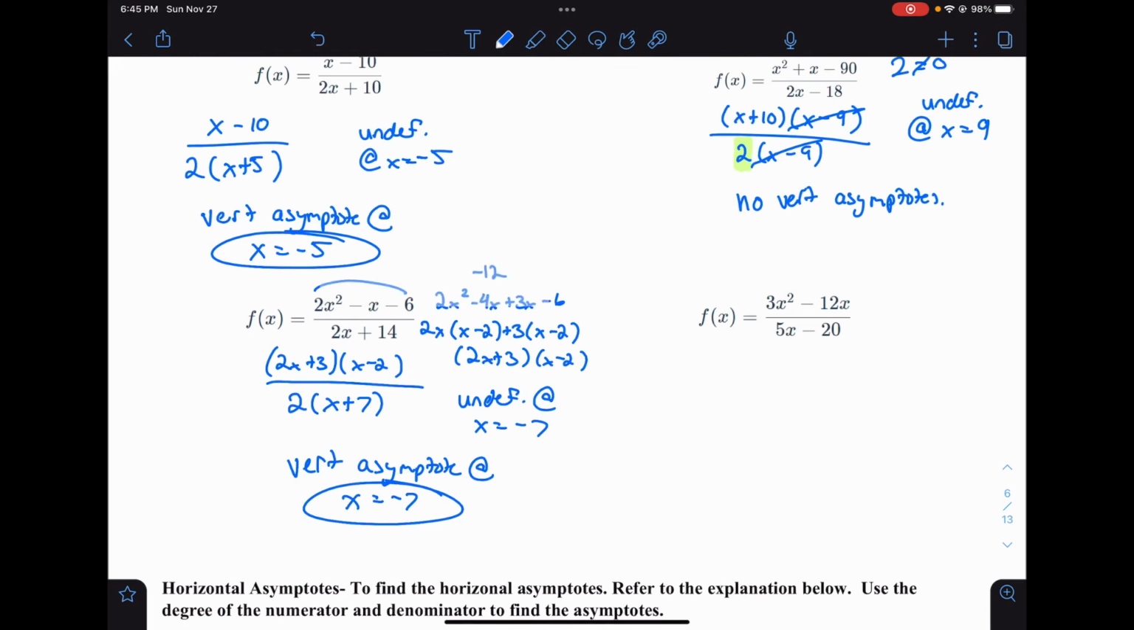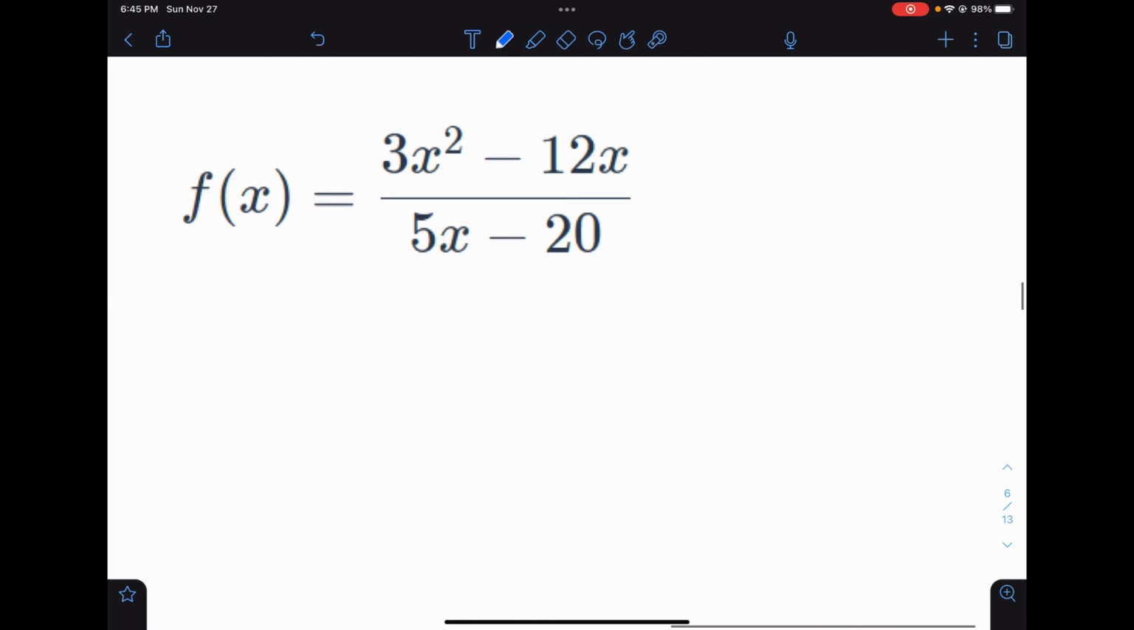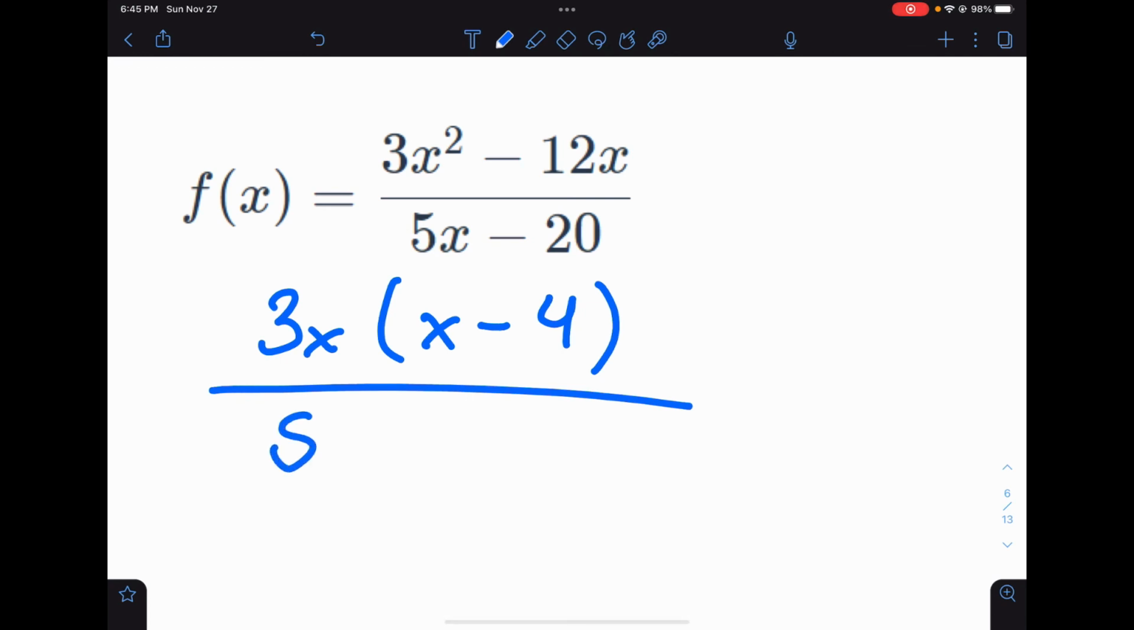All right. Last one. So again, let's factor the numerator here. This is going to be a GCF one. I could take a 3 and an x out. So I get x minus 4. And then on the bottom, another GCF, I can take my 5 out, and I get x minus 4.